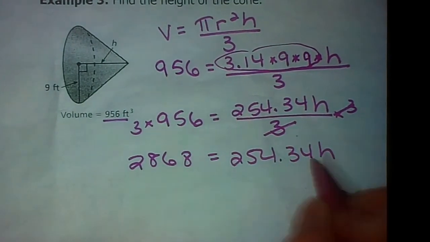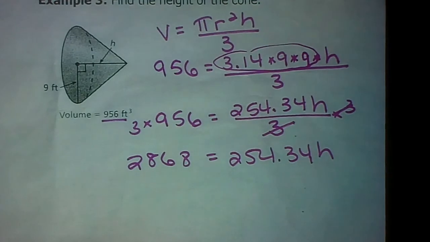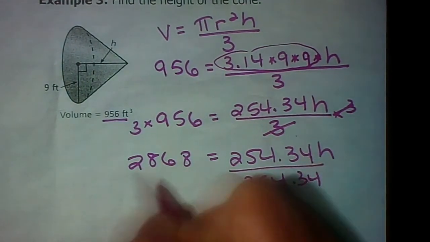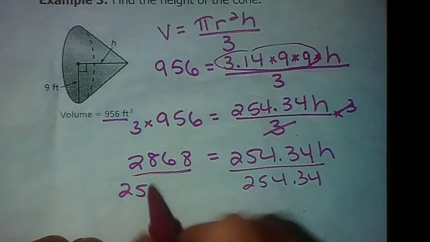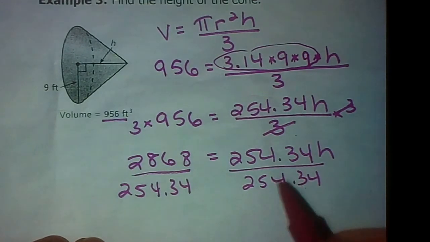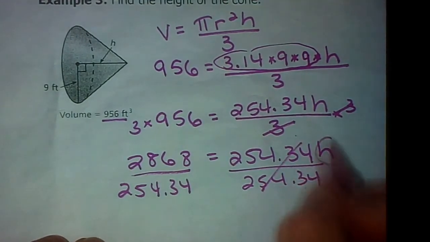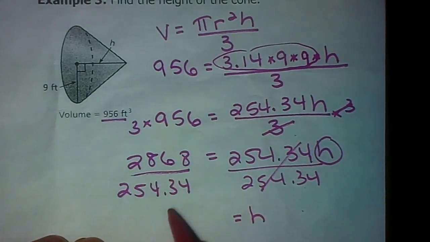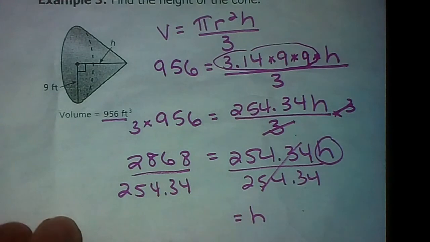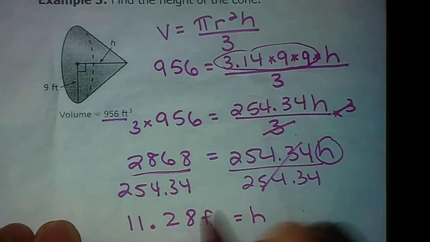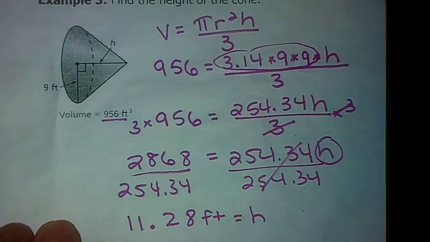254.34 h is left. It's being multiplied by the h. To undo multiplication, you use division. See, we weren't lying when we said these one-step equations will never go away. They won't. Just get used to them. Those are gone. H is left all by itself. 2,868 divided by 254.34 is, to round this one, we'll go with hundredths place, 11.28, and it's feet.